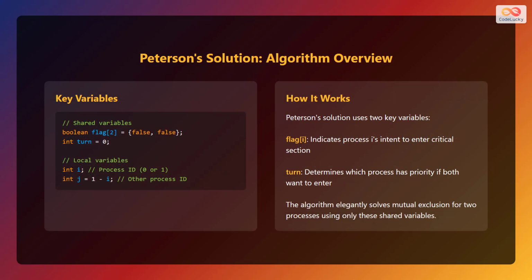Peterson's solution uses two key variables to manage access to the critical section. The first one is the Boolean array flag of size 2, which indicates a process's intention to enter the critical section. For example, if flag[i] is true, it means that process i wants to enter the critical section. The second variable is turn, an integer which determines which process has priority if both processes want to enter the critical section simultaneously. The algorithm elegantly solves the mutual exclusion problem for two processes using only these shared variables.